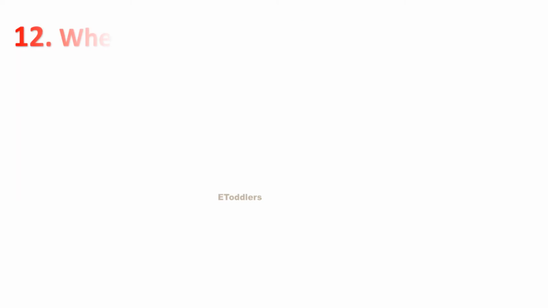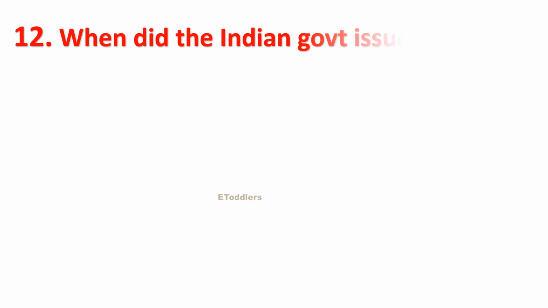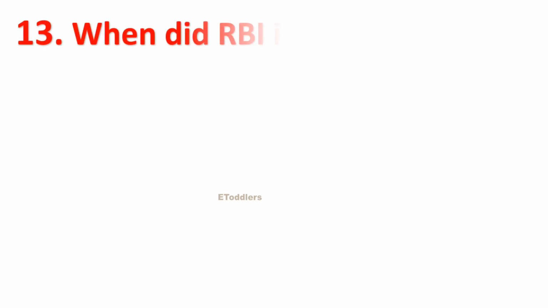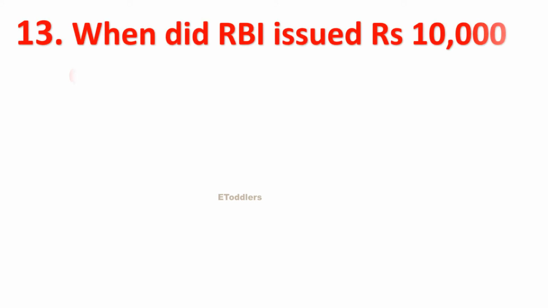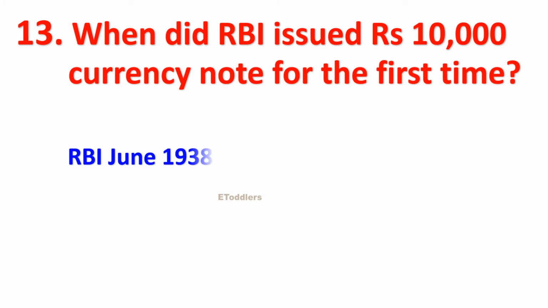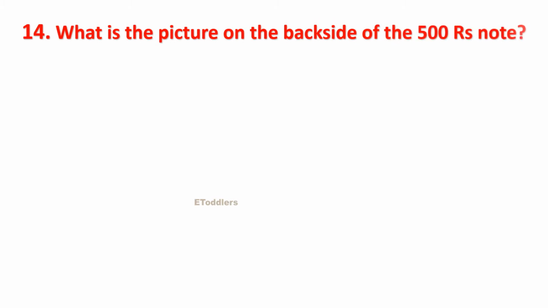When did the Indian government issue the 10,000 rupees currency note for the first time? 1889. When did RBI issue the 10,000 rupees currency note for the first time? June 1938.